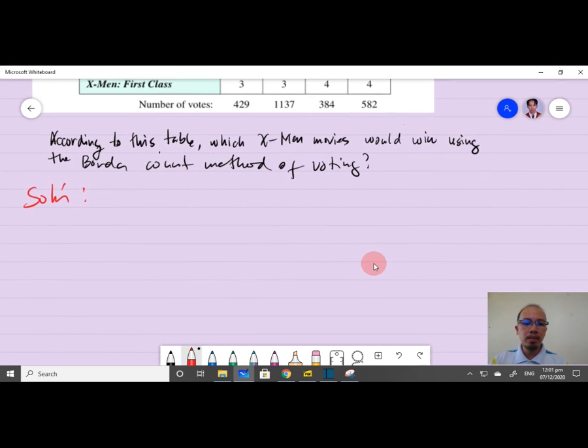So anyway, using the Borda count method, each first place vote receives, remember that this will depend upon the number of candidates, 4 points. Okay, 4 points.